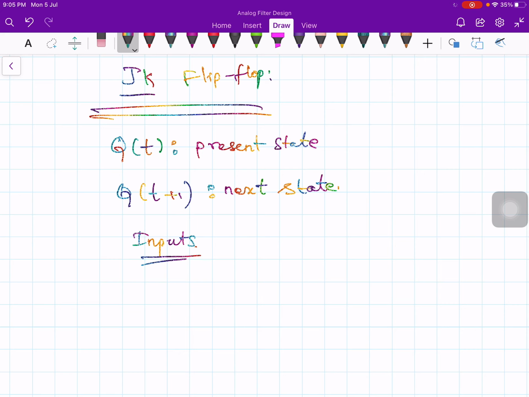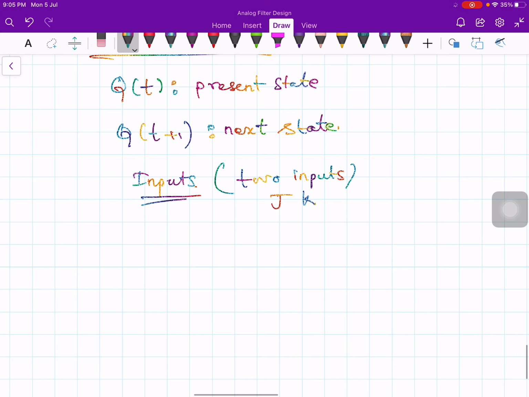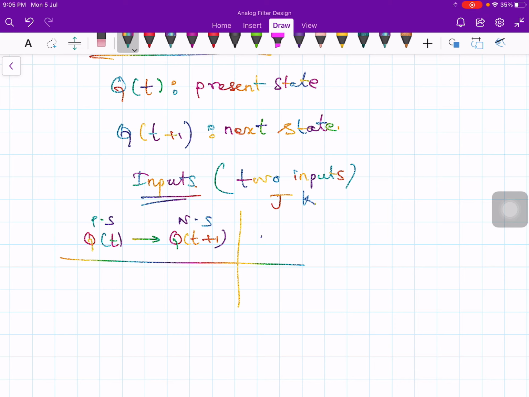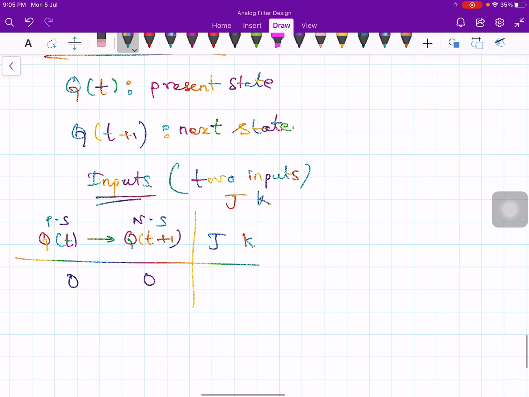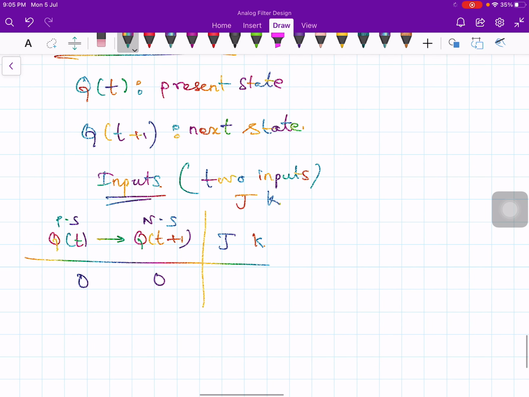Inputs for JK flip flops, I have two inputs. What are those two inputs? J and K. Now let us fill the excitation table. So I have present state Q of T, and then I want to move to next state, and what type of input should I give? J and K. Now I want to move from 0 to 0. Present state is 0 and next state also I need 0. So what type of input should I give to J and K? Now 0 to 0 means what?